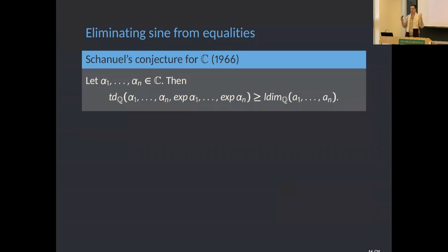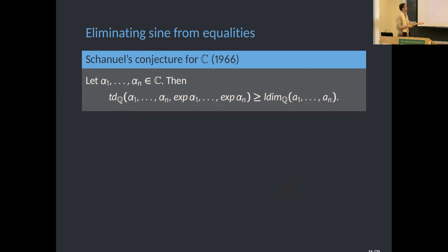Like we might say Schanuel's conjecture for any particular field. I think for one of the results in the introduction, I mentioned that that result only required Schanuel's conjecture holding for the real numbers instead of all the complex numbers. For this talk, it'll always be the complex numbers, which is why I won't say it anywhere else.